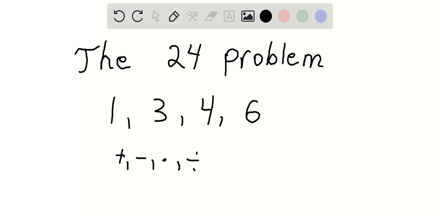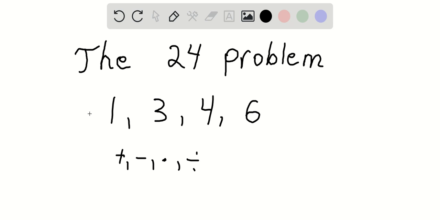Okay, so here we have the 24 problem. I really love this problem. So what we're going to do is write all of the natural numbers from 1 to 24 down the left-hand side of our sheet of paper. So we have 1, 2, 3, 4, 5, 6, all the way up through 24.